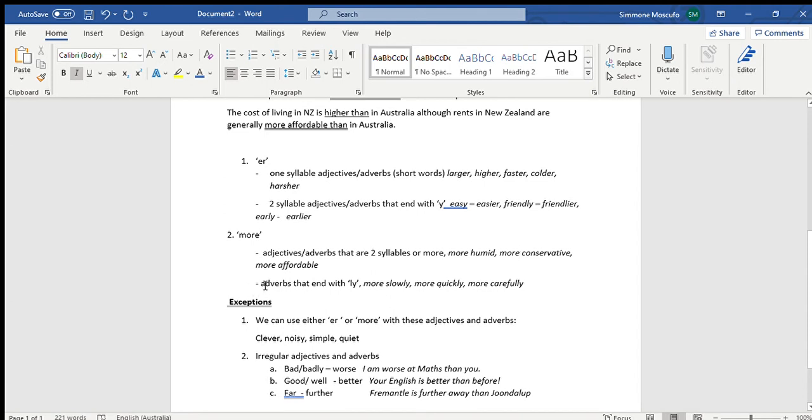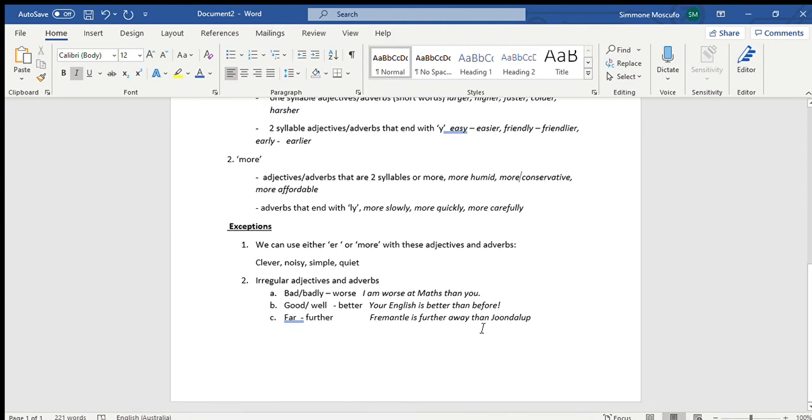Also, we use more for adverbs that end with ly. So for example, slowly, we have to say more slowly. Quickly, more quickly. Carefully, we have to say more carefully. All right, so like in all English, there are some exceptions. Clever, noisy, simple, quiet, we can use more or ER. So I can say more clever or I can say cleverer. I can say more noisy or I can say noisier. I can say more simple, or I can say simpler, or I can say more quiet, or I can say quieter.